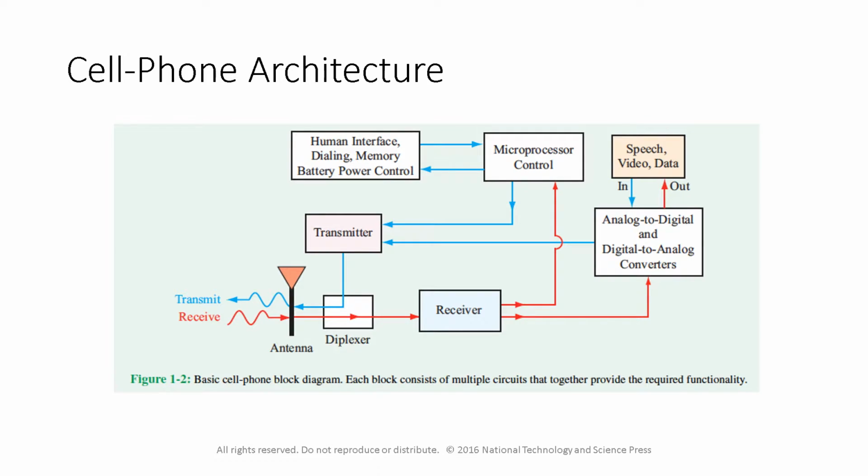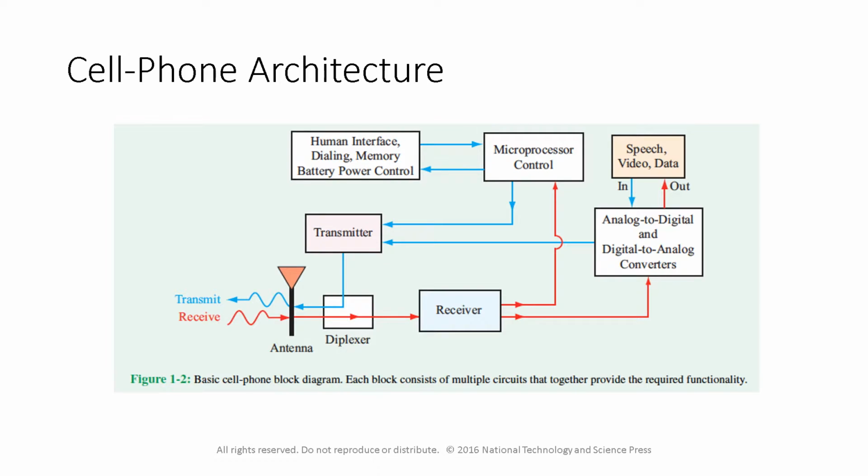So cell phone architecture is pretty cool. You start with your inputs. Those would be things like human interface, dialing, memory. You have to make a call on the phone before you can talk to someone. So whenever you type your friend's number on the screen, or you look in the contacts to find them, that's the input, and that's being handled by a microprocessor control, which you can think of as the computer or the brains of the cell phone.